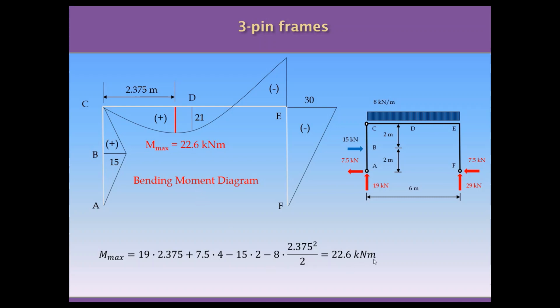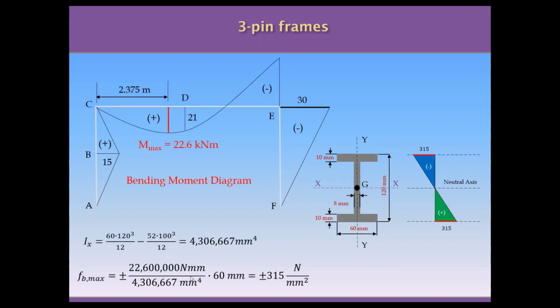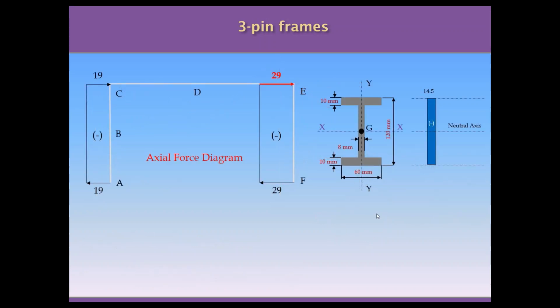We have a maximum moment at the beam that we can calculate as well, but the maximum moment of the frame is located at the point E, as I said before, and the maximum bending stress will be plus or minus 418 Newton per square millimeter, and the distribution is the one you see on the screen. In terms of axial forces, there is no change because the columns are subjected to the same compression with the same value.